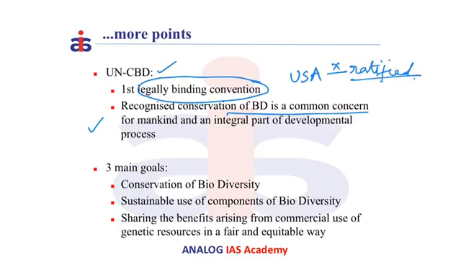The 3 main goals of the UN CBD are conservation of biodiversity, sustainable use of components of biodiversity, and sharing the benefits arising from the commercial use of genetic resources in a fair and equitable way.